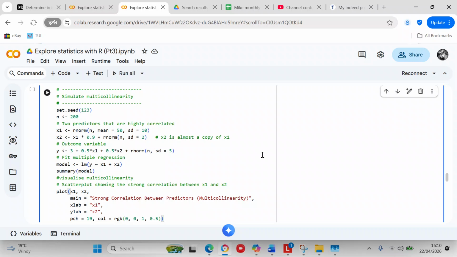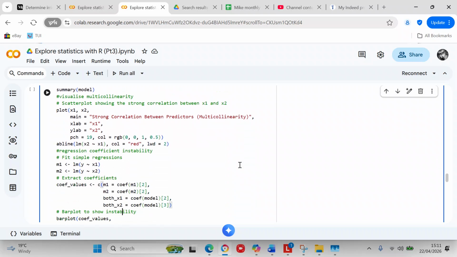Then we're going to calculate the outcome variable, which is your dependent variable. So y becomes 3 plus 0.5 times x1 plus 0.5 times x2 plus rnorm(n), a randomly sampled normal distribution of 200 samples with a standard deviation of 5. We're going to fit a multiple regression. So model becomes lm, which stands for linear model, y ~ x1 + x2. And then we're going to print a summary of the model.